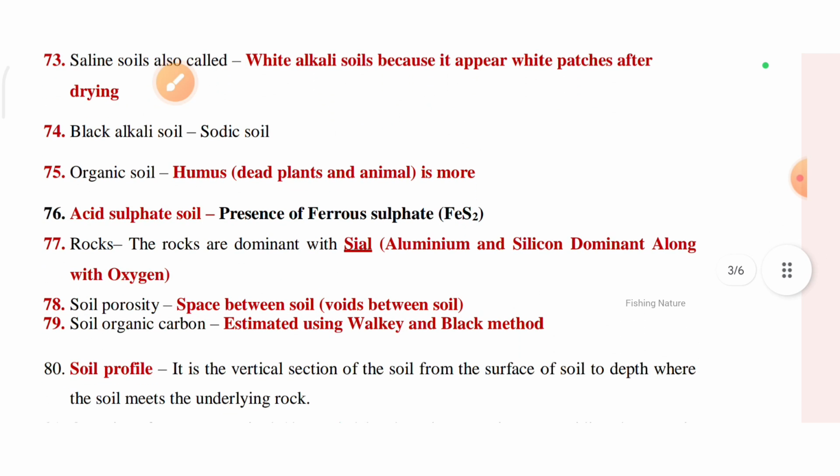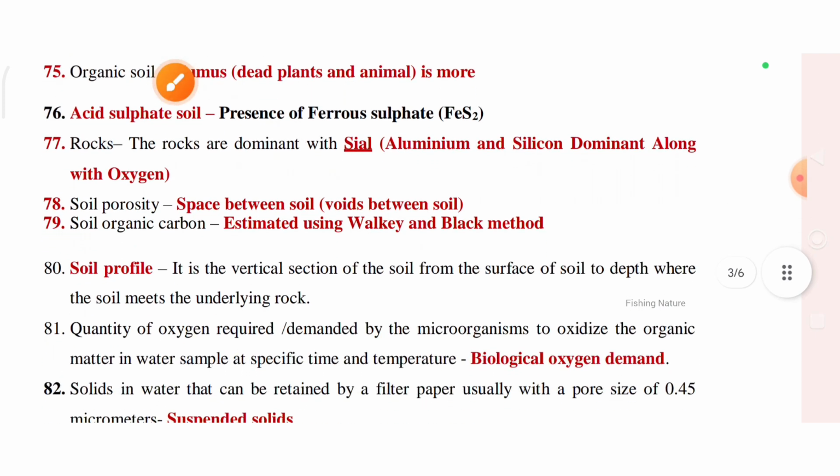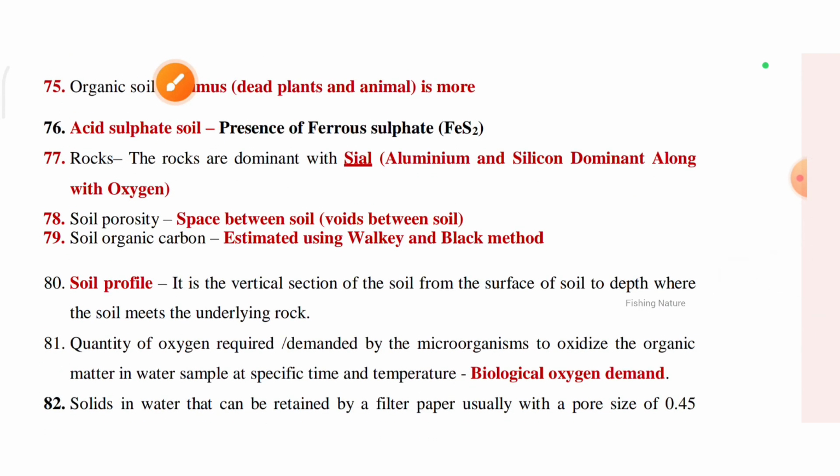Organic soil means humus. Humus comes from dead plants and animals. If humus is more, it is an organic soil. Next, acid sulfate soil means the presence of ferrous sulfate. It is known as acid sulfate soil.